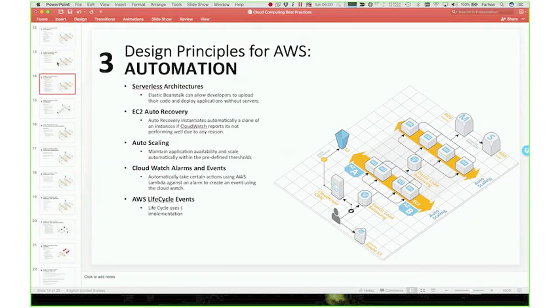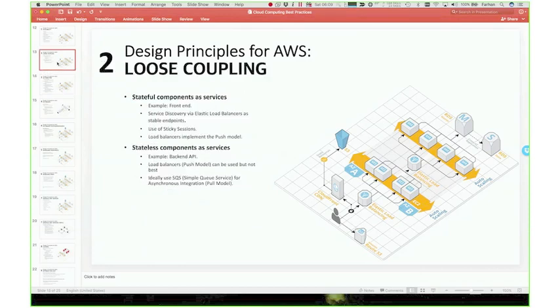All right, so we are done with point number 2. Any questions with loose coupling? Can this RabbitMQ or AMQP be used within the application?